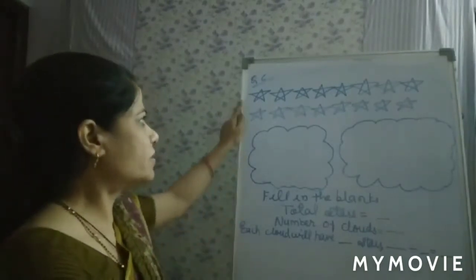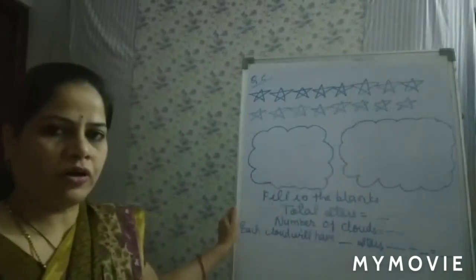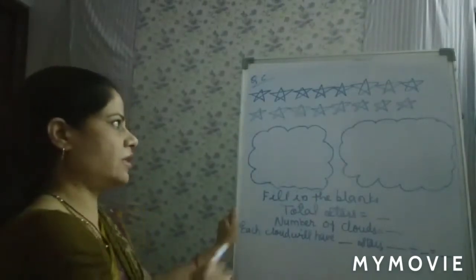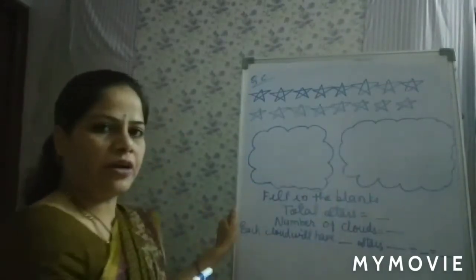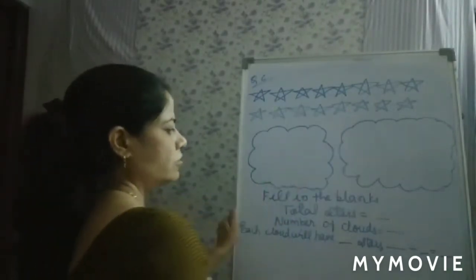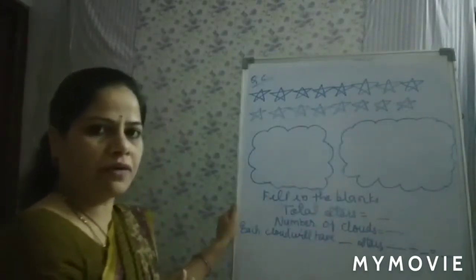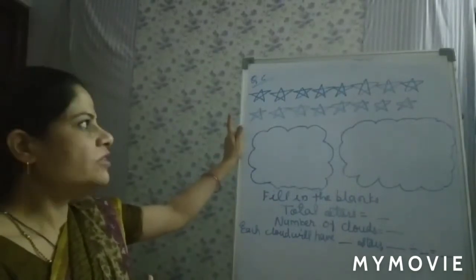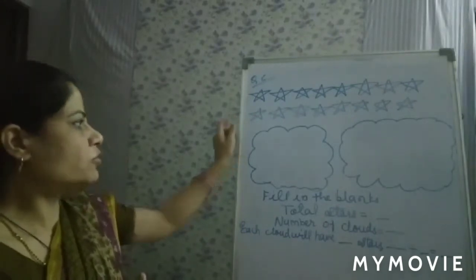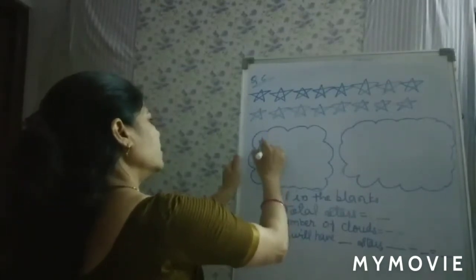Now in question number C, some stars are given and 2 clouds are given. So according to the question, there are 16 stars and 2 clouds. And you have to divide these 16 stars among 2 clouds. So you have to share equally. When we share the stars equally among the clouds, you will get that you have to share 8 stars. So you have to make 8 stars in the first cloud.